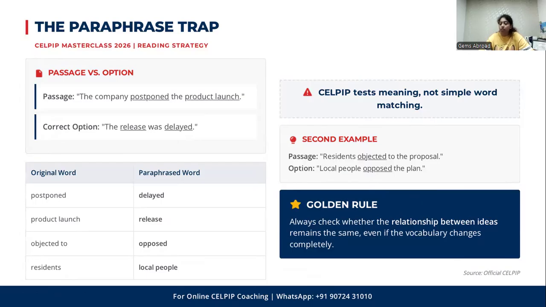So when you read an option, don't ask, did I see these exact words? Instead, ask, does this option carry the same meaning? This is a golden rule. Always check whether the relationship between ideas remains the same, even if the vocabulary changes completely.